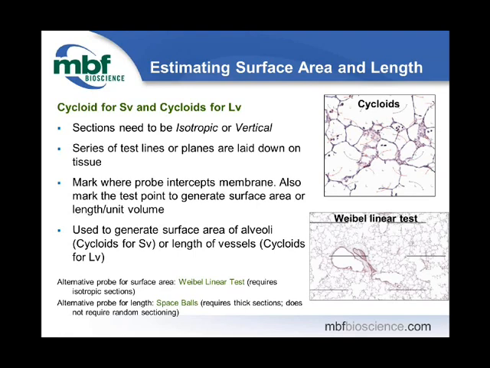If you're looking for length of objects, we can use planes to probe for the length. So rather than putting a cycloid line down, and this isn't illustrated here, we would put a cycloid plane down, and you would mark where these planes intersect the lines. That's called cycloids for LV. If you can actually get thick tissue instead of thin tissue, you can use spaceballs. In this case, we use a sphere, and you mark where the blood vessels or fibers intersect the sphere, and that is an isotropic probe, so you don't need to worry about whether your tissue is isotropic.